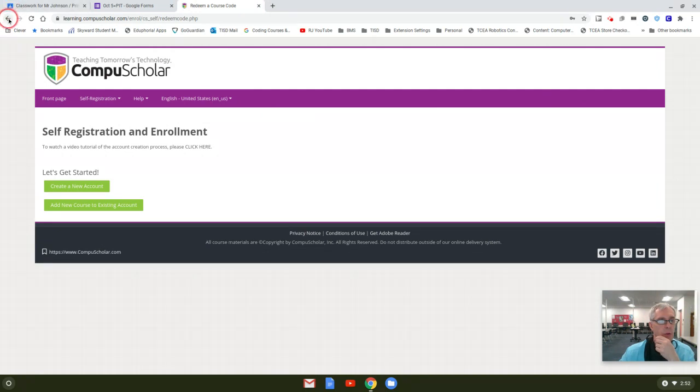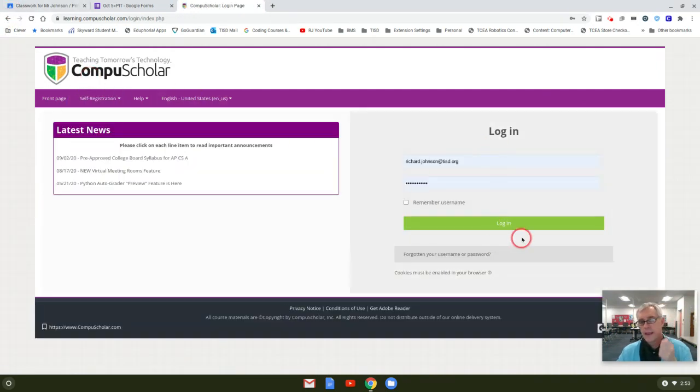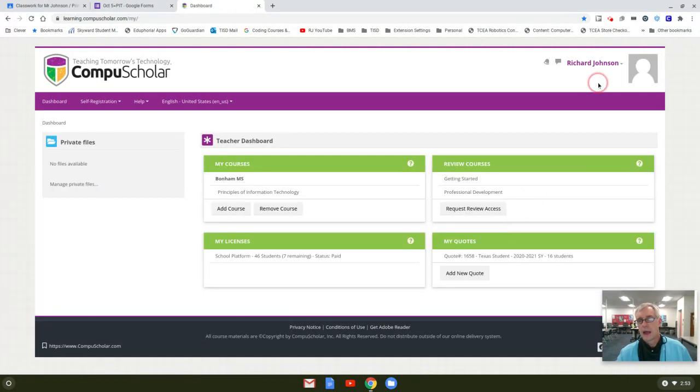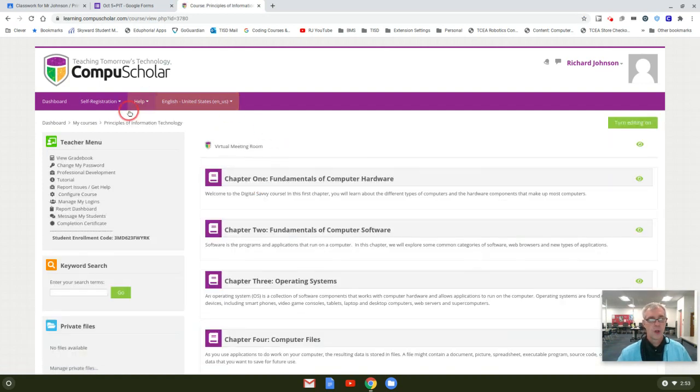Now, I'm going to go to here. Again, when you get to this point, click on Login. Right here, you can see I've got it bookmarked. I encourage you to do the same. This is probably what you're seeing. I'm a teacher, so I have a little different view, but this is what you should be at right here.